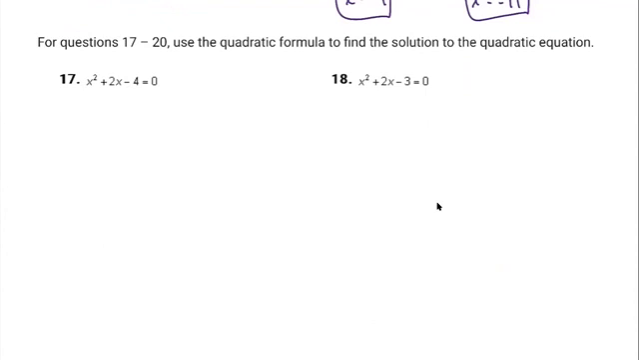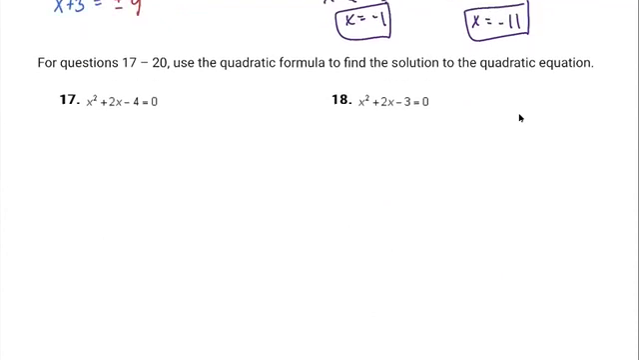Last little section here, for 17 through 20, use the quadratic formula to find the solution to the quadratic equation. All right, so that is from above, our x equals negative b plus or minus square root b squared minus 4ac all over 2a. All right, so we'll pick a couple of these here, and I'll pick something that looks a little wonky. All right, perfect. We'll do 17 and we'll do 19.